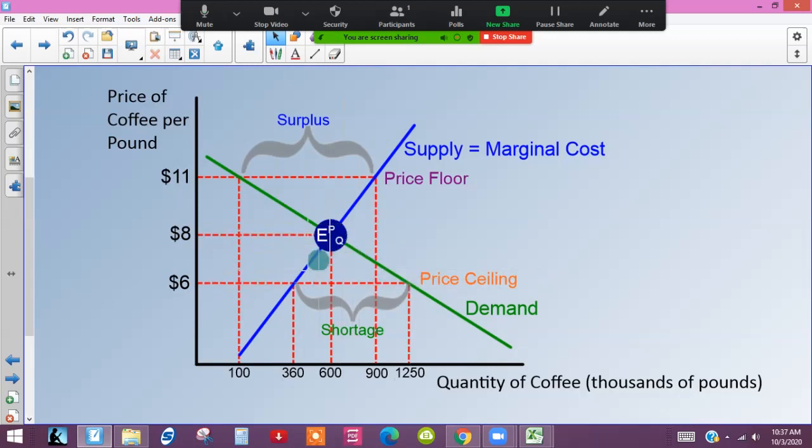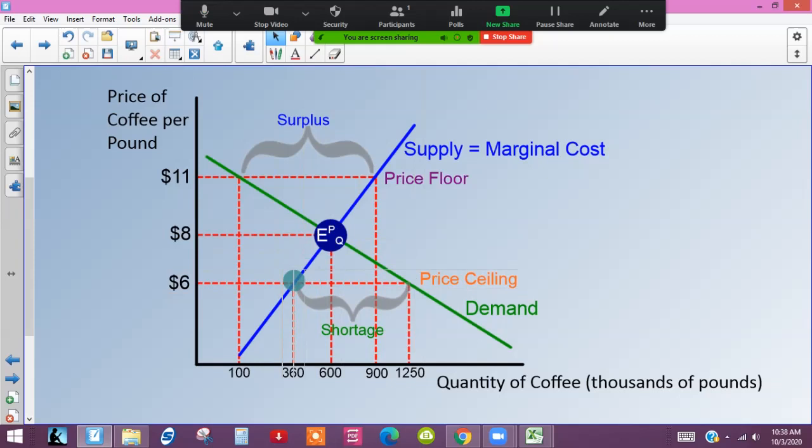And if the price is going to be lower, then the suppliers or the producers can only afford to produce what they can produce at the marginal cost of $6. So they're going to produce less. So they're going to see a movement from here down to here. So now instead of having a surplus, we're going to have a shortage because more is demanded here than is supplied.